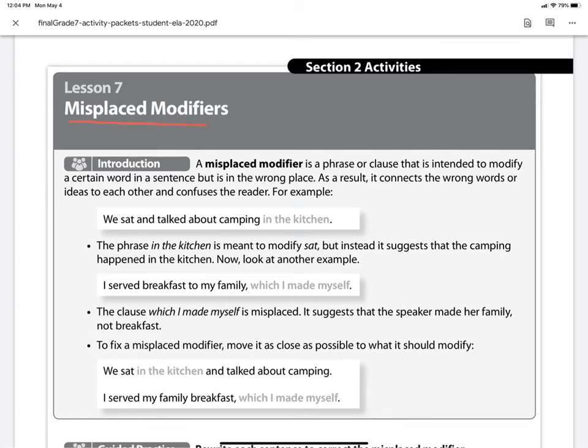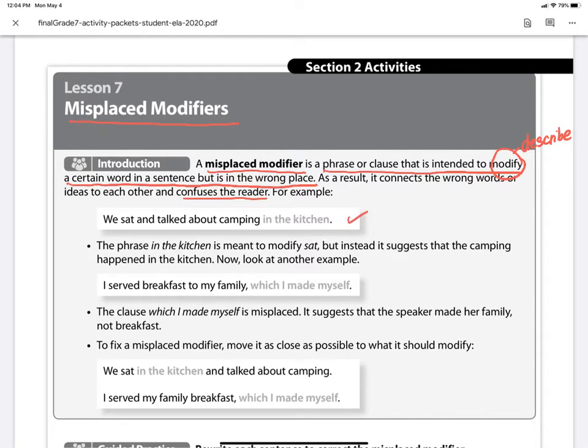All right, misplaced modifiers. A misplaced modifier is a phrase or clause that is intended to modify a certain word in a sentence, but is in the wrong place. As a result, it's connecting wrong ideas to each other and it confuses the reader. So modify means describe. So it's describing the wrong word. Okay, let's look at the first example.